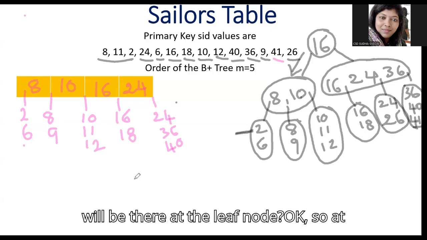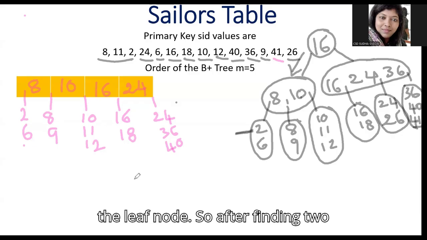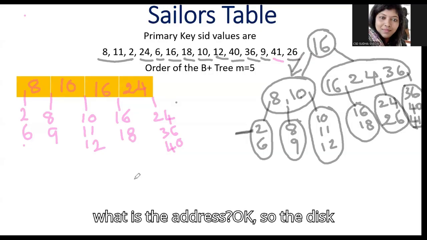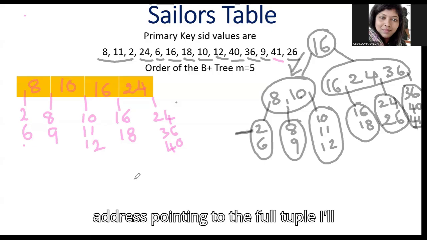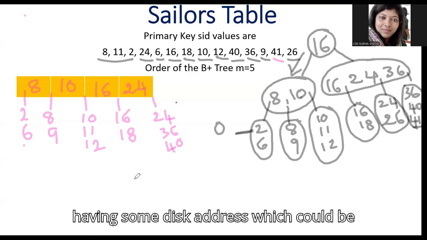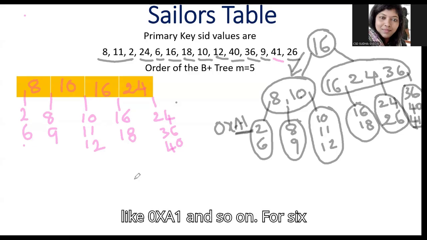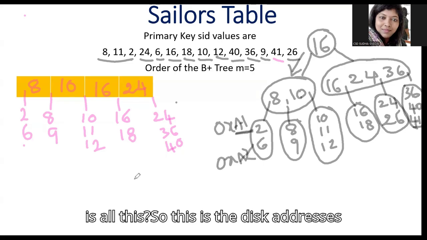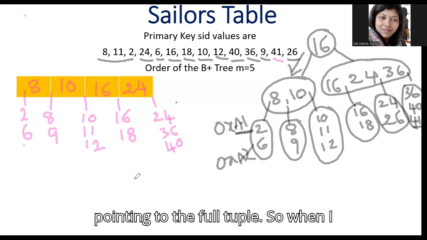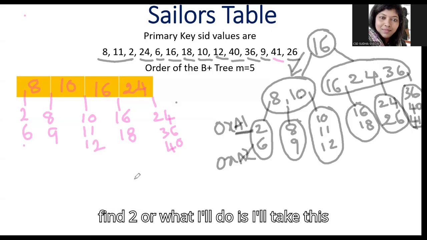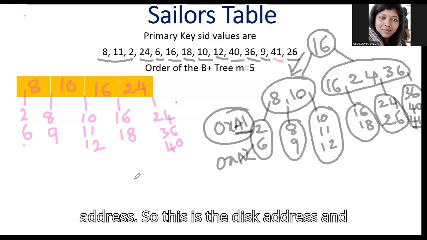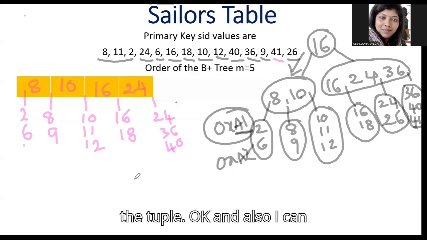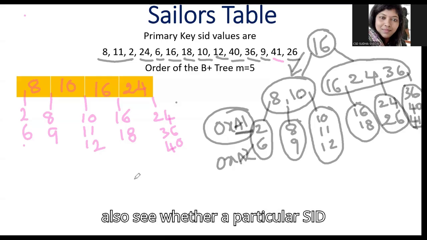So what will be there at the leaf node? After finding 2, I would like to get the address: the disk address pointing to the full tuple I'll be getting here. So for 2, I'll be having some disk address, which could be like 0xA1 and so on. For 6, it could be like 0xA2 and so on. So what is all this? These are the disk addresses pointing to the full tuple. So when I find 2, I'll take this disk address, and I can directly go onto the disk and find the tuple.